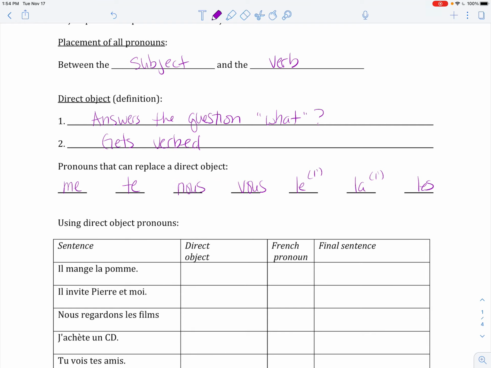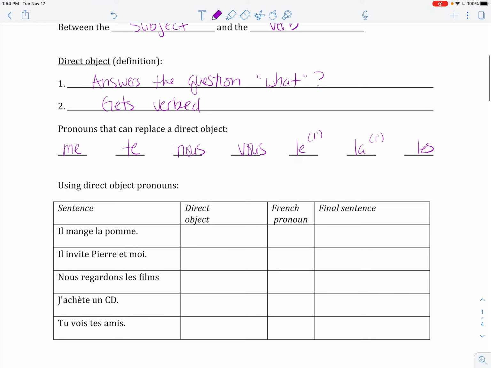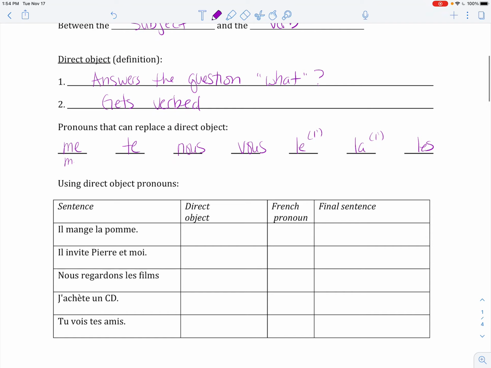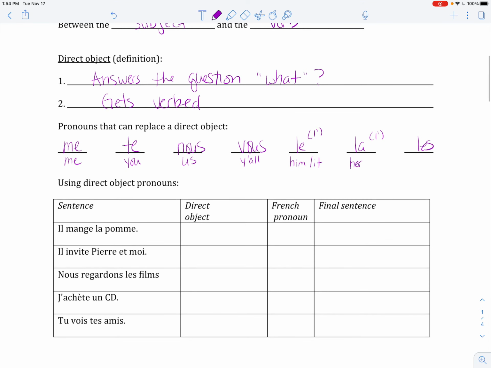But you're going to need to know what these words are so you know which one to use. So me is the equivalent of me. Te is you. Nous is us. Vous is you or y'all. Le is him if it's a person. It if it's a thing. La is her or it. Les is them. So it's going to be them whether it's a person or a thing.